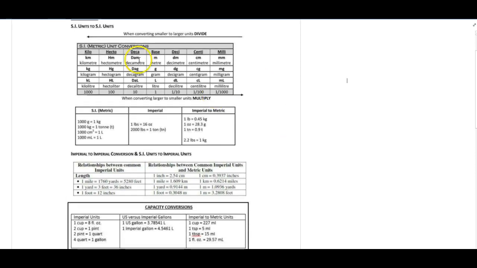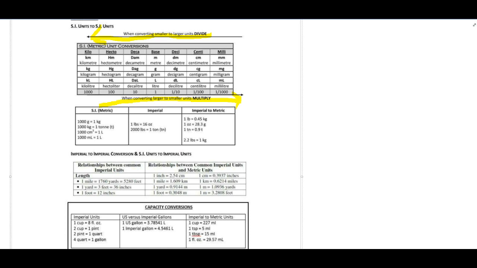Here's our metric system. If we're converting smaller to larger, then we move in this direction, we divide. And when we move larger, we multiply. The nice thing about this is that we can see right here what portion of a meter a kilometer is and what portion of a meter a hectometer is. So there's 1,000 meters in a kilometer, 100 meters in a hectometer, 10 meters in a decameter, 1 meter in a meter, and so on. A hundredth of a meter in a centimeter, and so on.